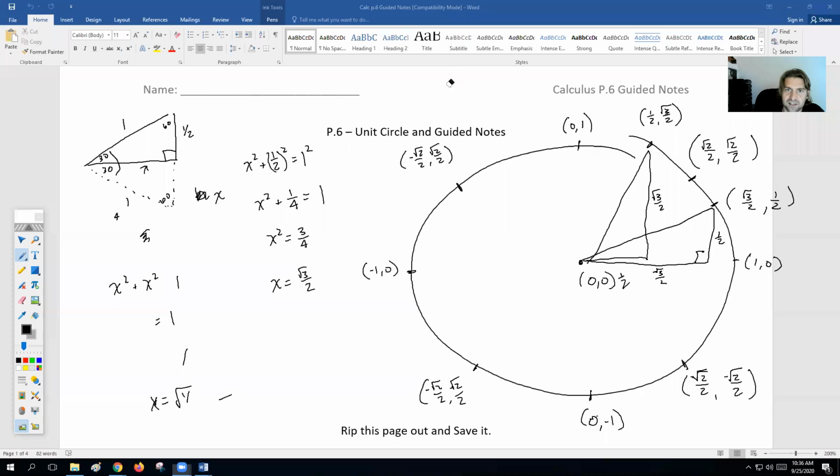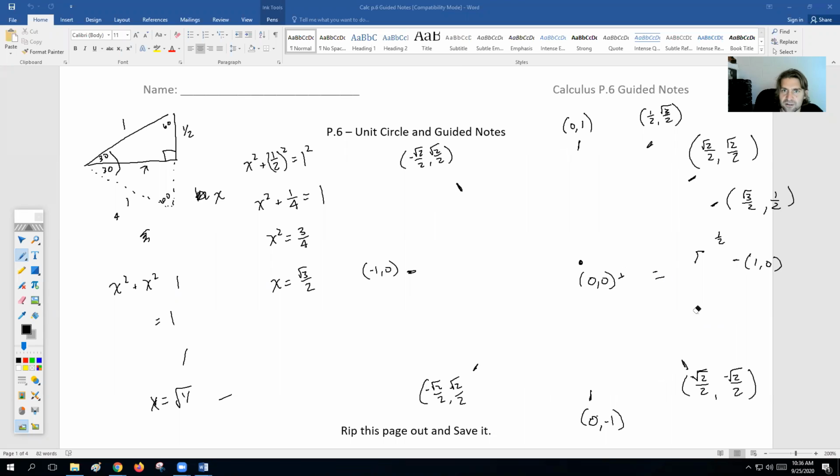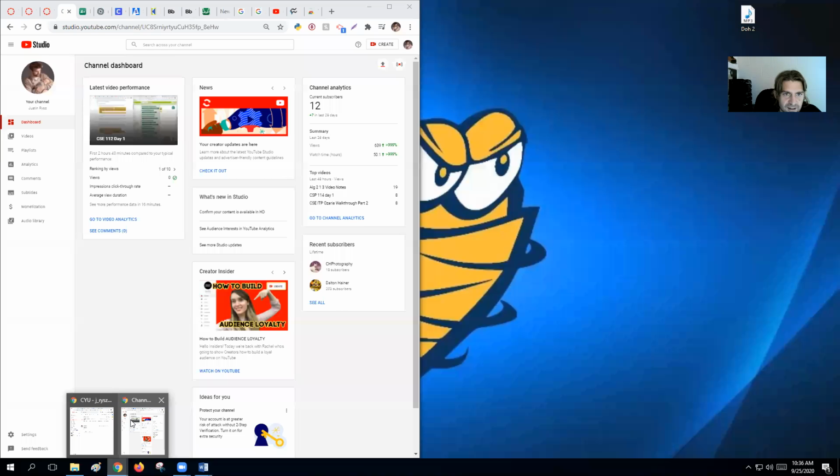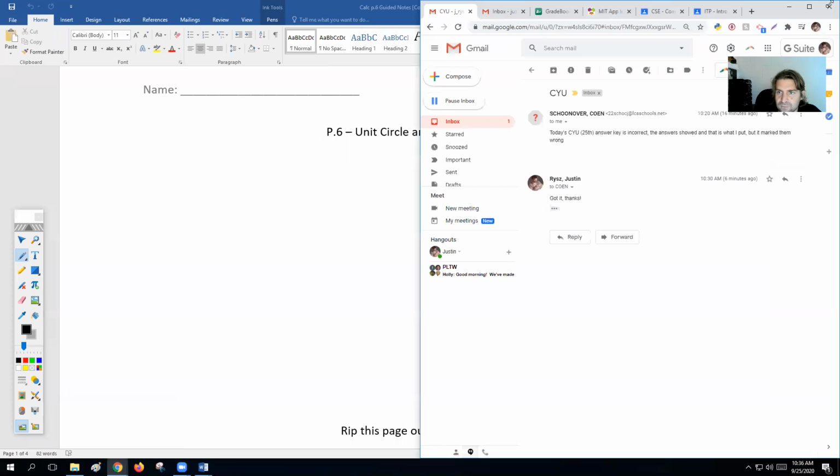I'm going to try to do my best now to erase some of these drawings here. Oh, I erased too much. Okay. I'm going to go ahead and just Google unit circle that looks good. And this is typically what I always do. So let's look at Google here. Hopefully you guys can still see this.